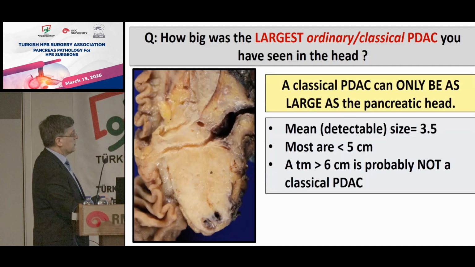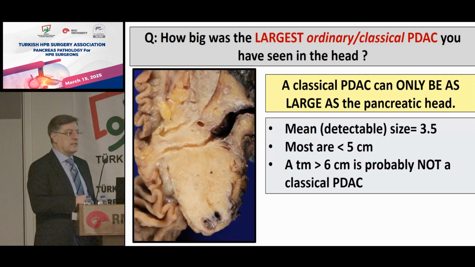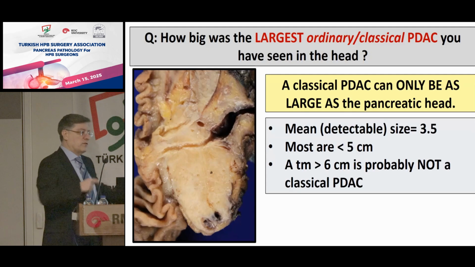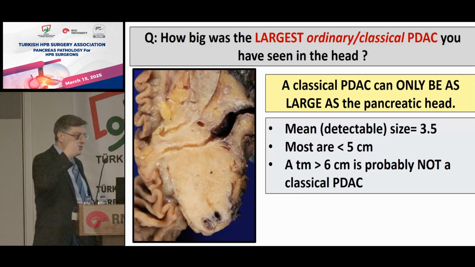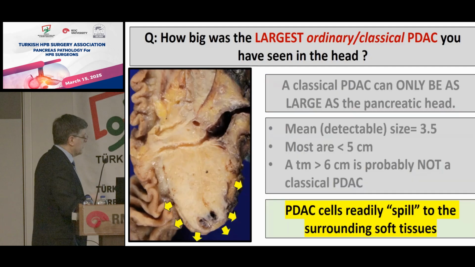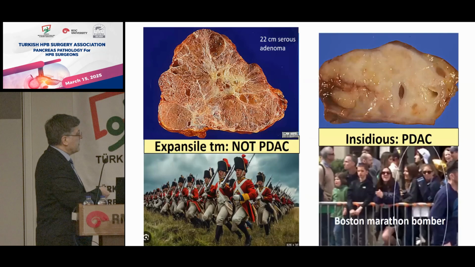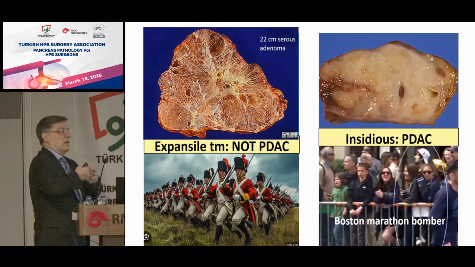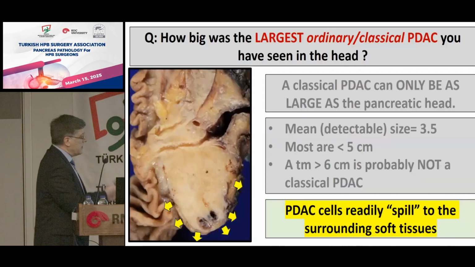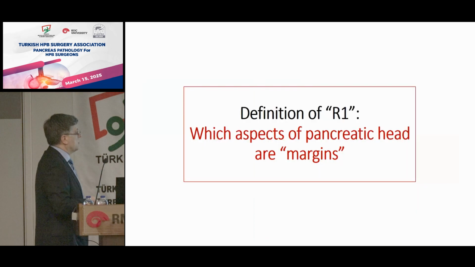So when you look at the literature, the mean size of resected PDACs is about 3.67 centimeters. Most are smaller than 5. And actually, one thing that helps us is if a head tumor is larger than 6 centimeters, it's probably not a PDAC, especially if it forms a compact lesion. You should start wondering about neuroendocrine tumors and others. Expansile tumors, look at the serous adenoma, 22 centimeters. Of course, the cells are together and growing in an expansile fashion, but an insidious carcinoma just replaces the head and then spills into the neighboring tissues.